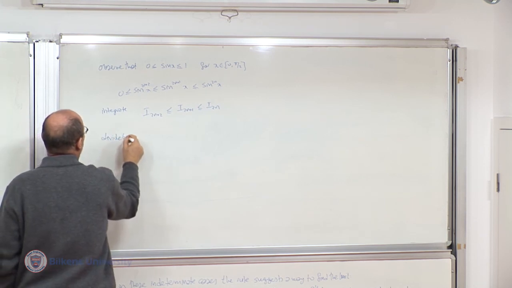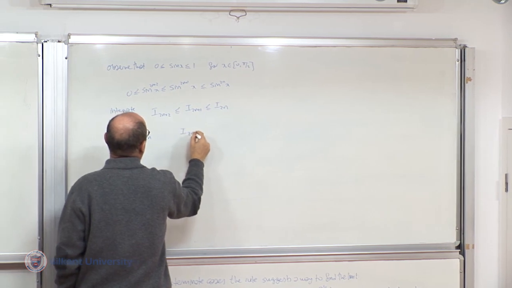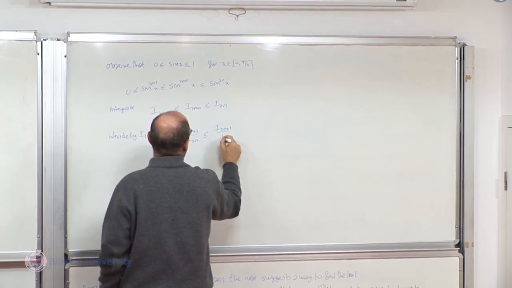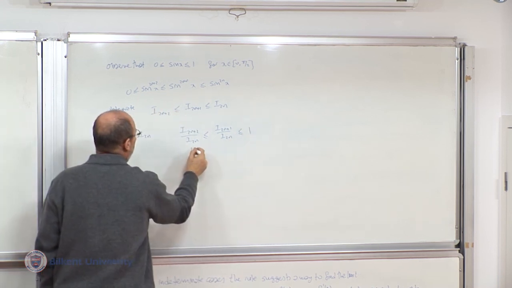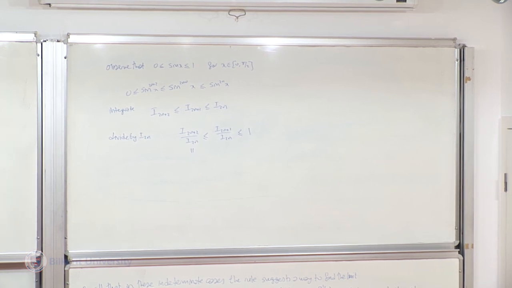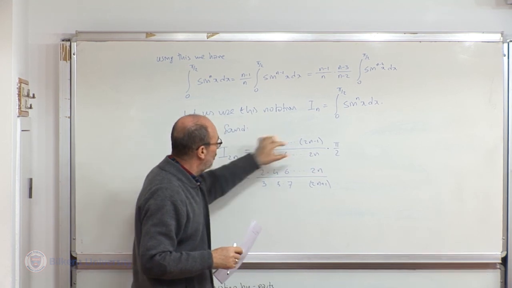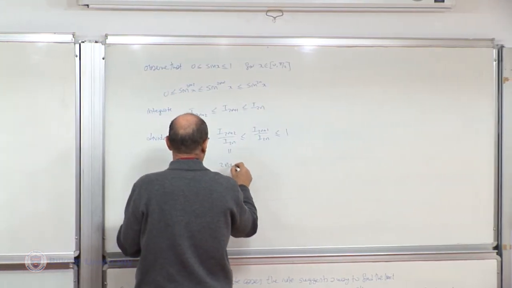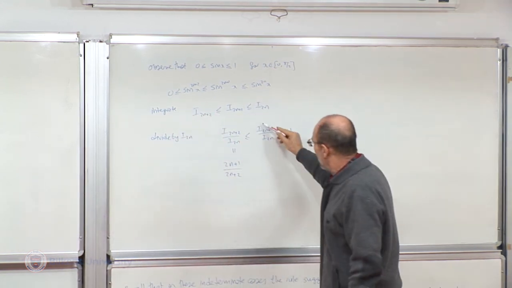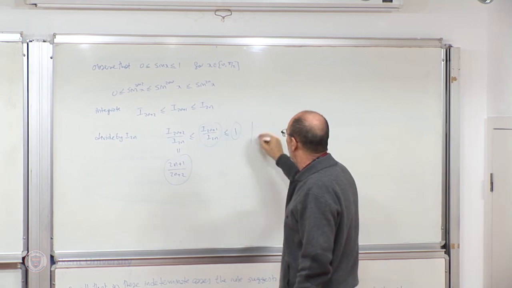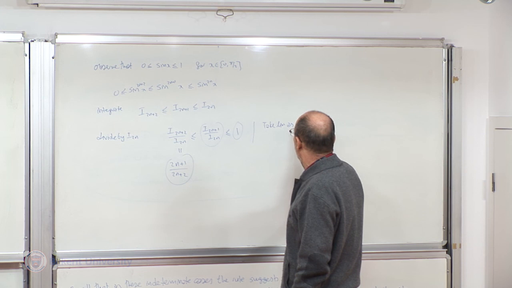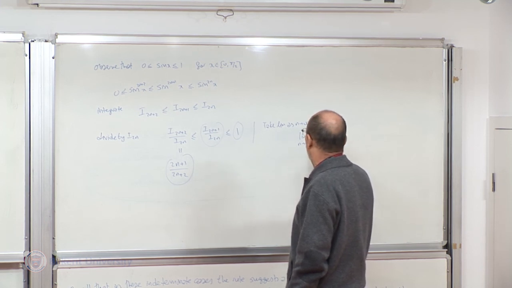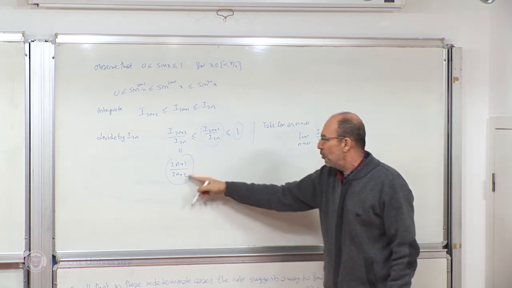Divide by I_2n, you get I_2n plus 2 over I_2n less than or equal to I_2n plus 1 over I_2n less than or equal to 1. This thing you can immediately calculate, because they are of the same type. When you say 2n plus 2, you just have an extra term here, and that extra term comes here. So that thing is 2n plus 1 over 2n plus 2. So this thing is between this and this. Take limits. Limit as n goes to infinity of I_2n plus 1 over I_2n is equal to 1. This goes to 1, this goes to 1.